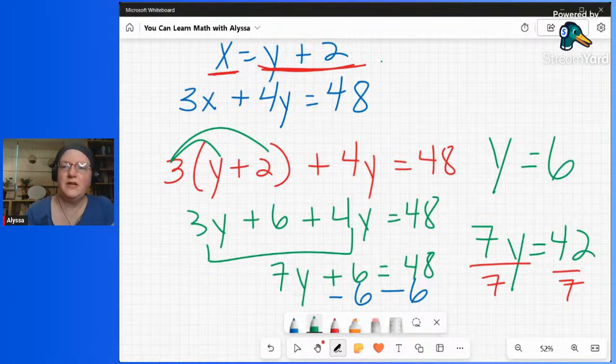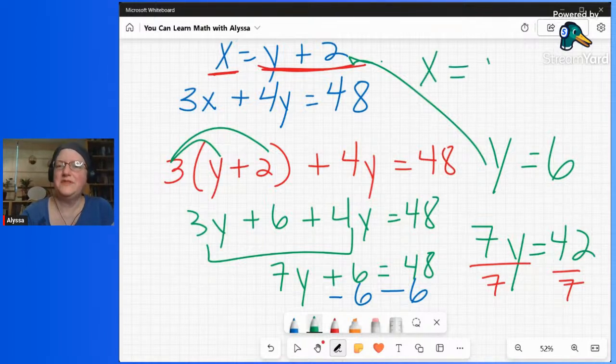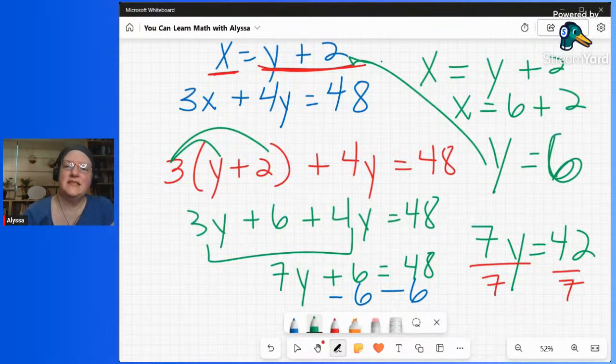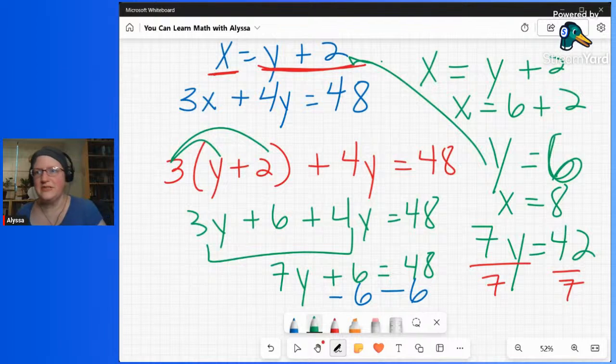And just like with the other one, I can plug it into either of these. I pick the one on top. x equals y plus 2. So x equals 6 plus 2. I plug that 6 in there. 6 plus 2 is 8. So x equals 8. 6 and 8 are my solutions.